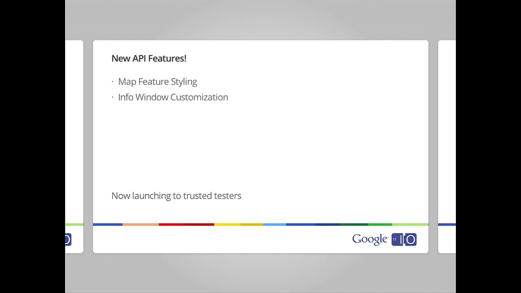All right, so now I just wanted to announce a couple new features. We're very excited about these new features. We are now releasing to trusted testers map feature styling and info window customization, all available in the API. So I showed you how to do these steps in the UI earlier. I showed you how to style the features on the map of the ecoregions and also update the info windows. Now you can do this in the API.